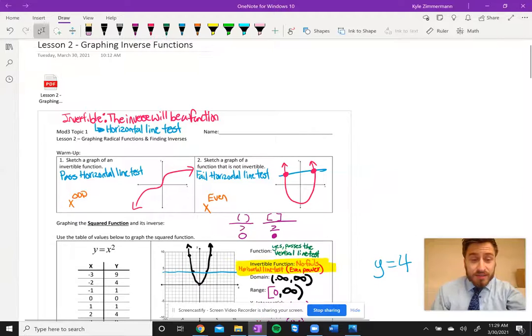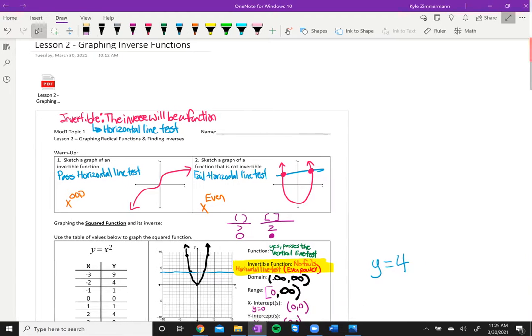Team, it's Mr. Z, and today we're going to be looking at some review before we do the final part of Lesson 2. Let's take a closer look.